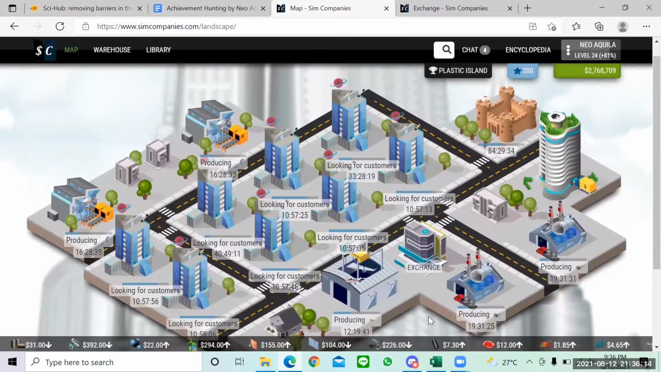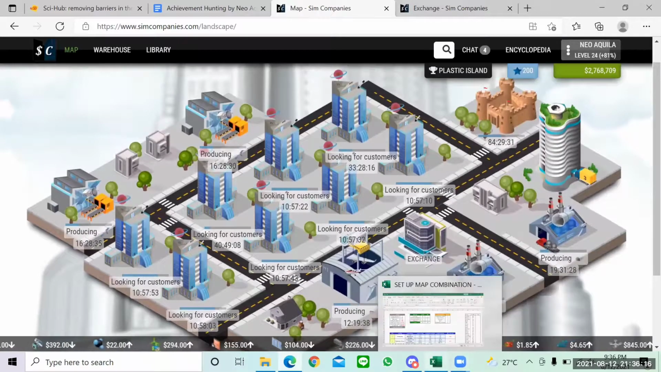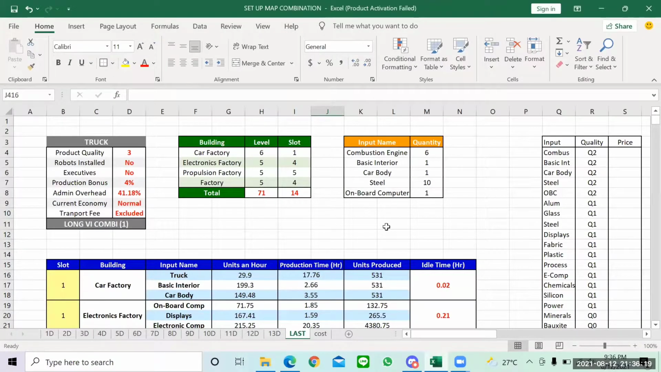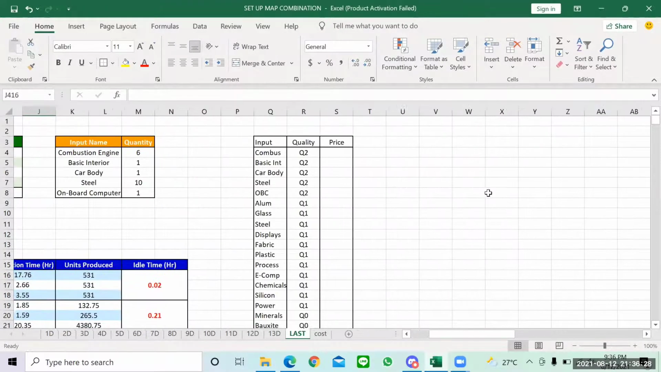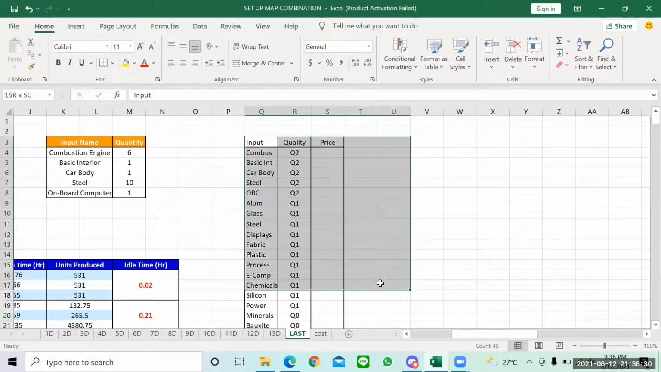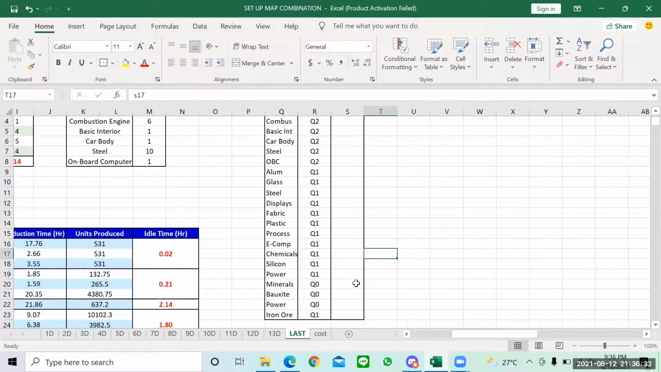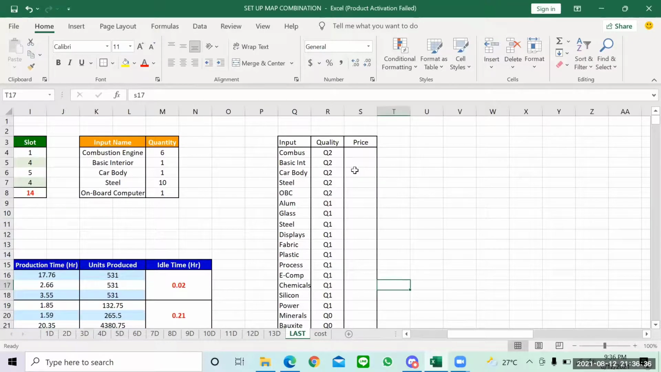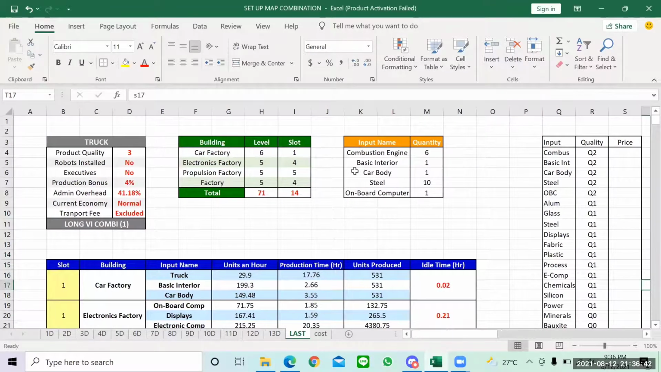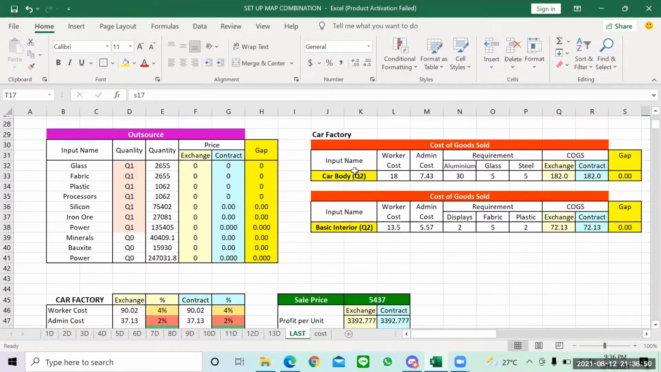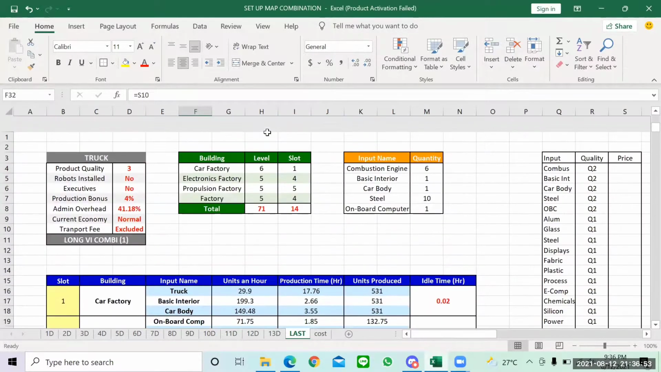And I think let's go to the Excel. Okay, so I made some table for truck, and as you can see, the purpose I made this table is to prevent my print from not being the same for all setup map. So like this, I put the formula.